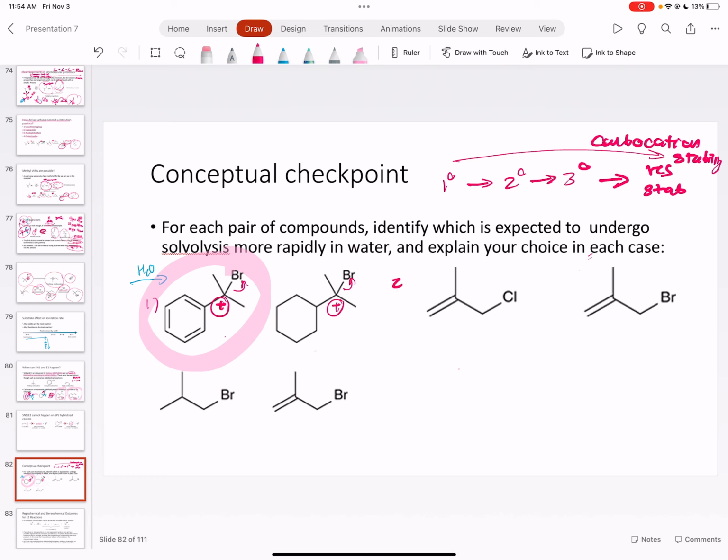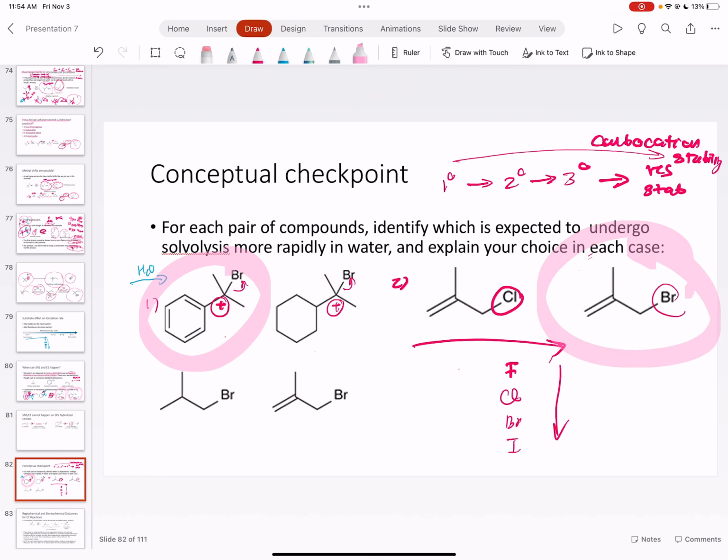So if we look at problem number 2, they look pretty similar, right? The difference is that halide. And remember what we said, on a periodic table, it's normally gonna go this way and this way. And if you think about it in that way, bromine is gonna be more reactive than a chlorine. Therefore, we're gonna like this one much better.